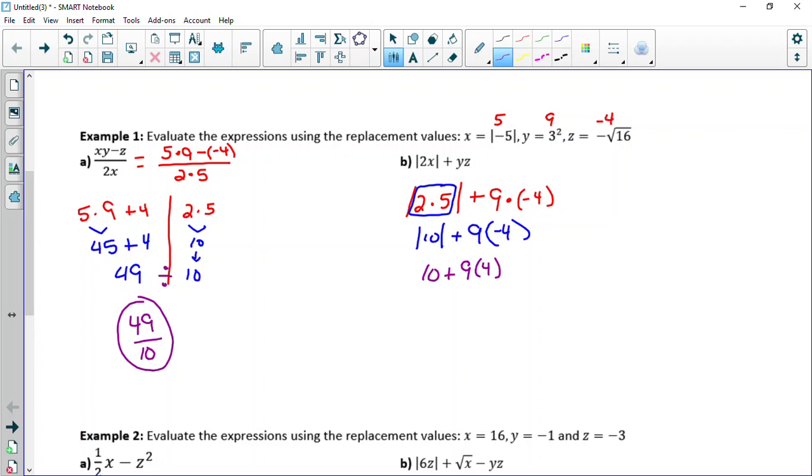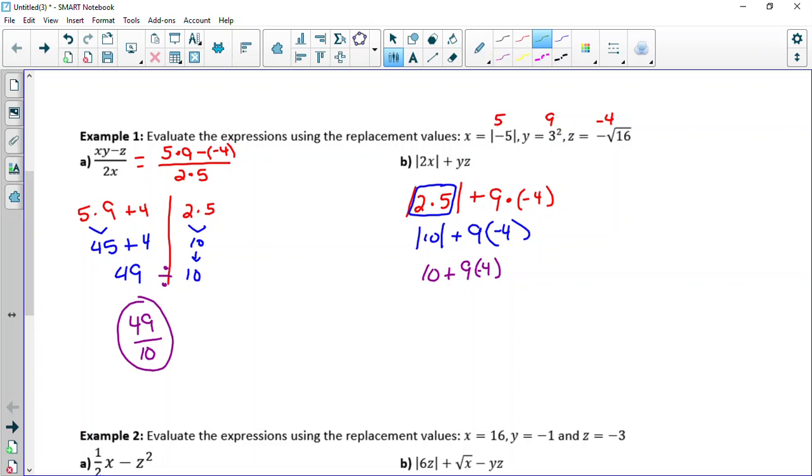And 9 times 4. Now I've got addition. Oh, and I left off my negative. That should be a -4. So now some sides. Alright, so now I've got addition and multiplication.